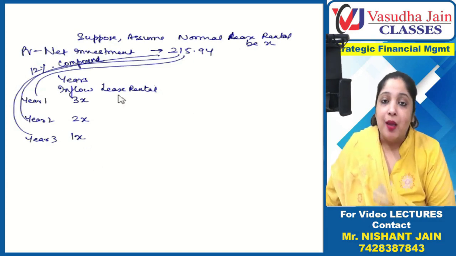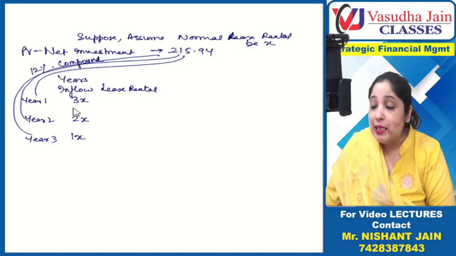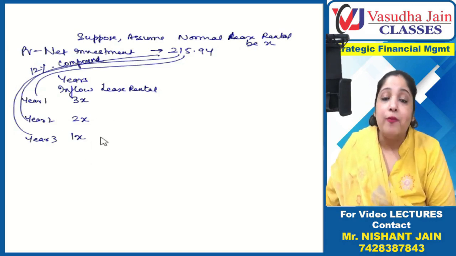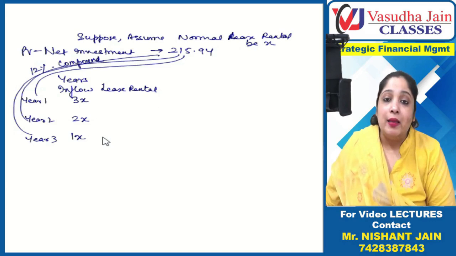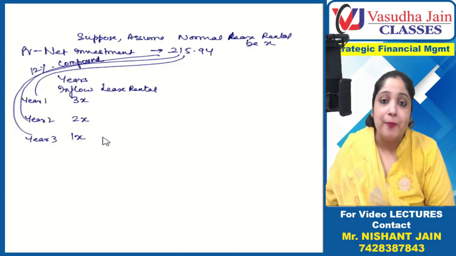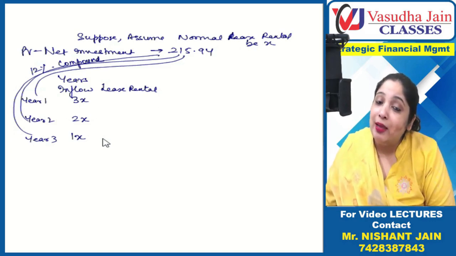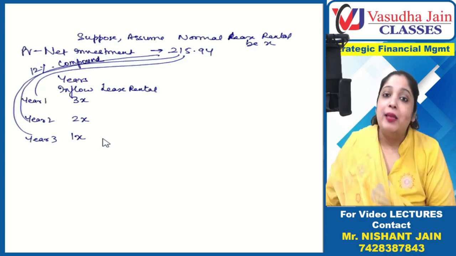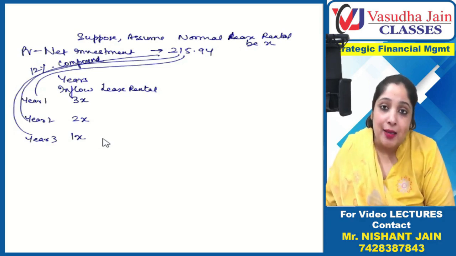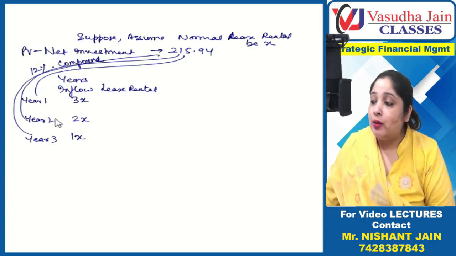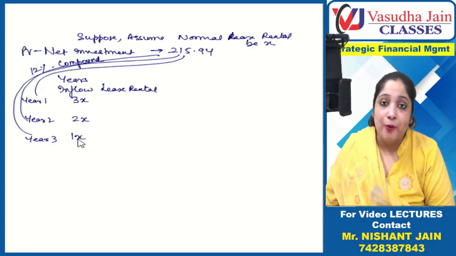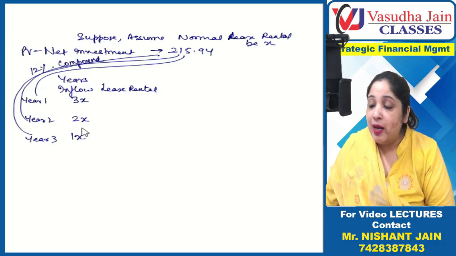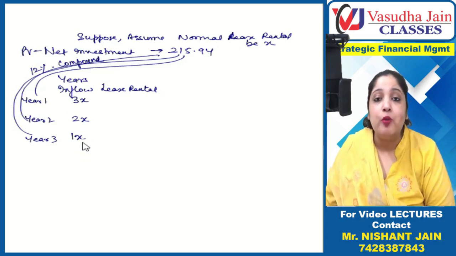Answer is no. When the lease company gets these inflows in the form of lease rental, it will be an income to the leasing company. Then the income will be shown in the profit and loss account. Then the income will be charged to tax. So you have to pay the tax. So on these 3x, 2x, 1x inflows, you have to pay the tax. So after paying the tax, will this be the inflow? No. After tax, how much will be the inflow?